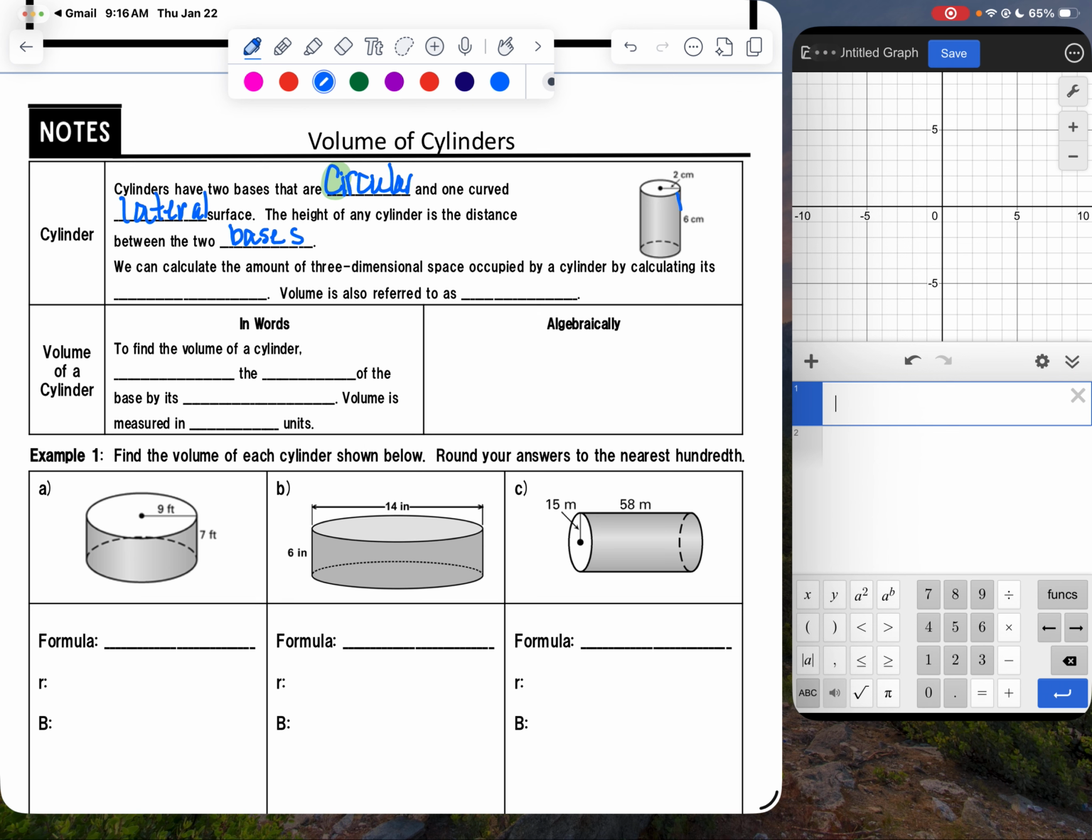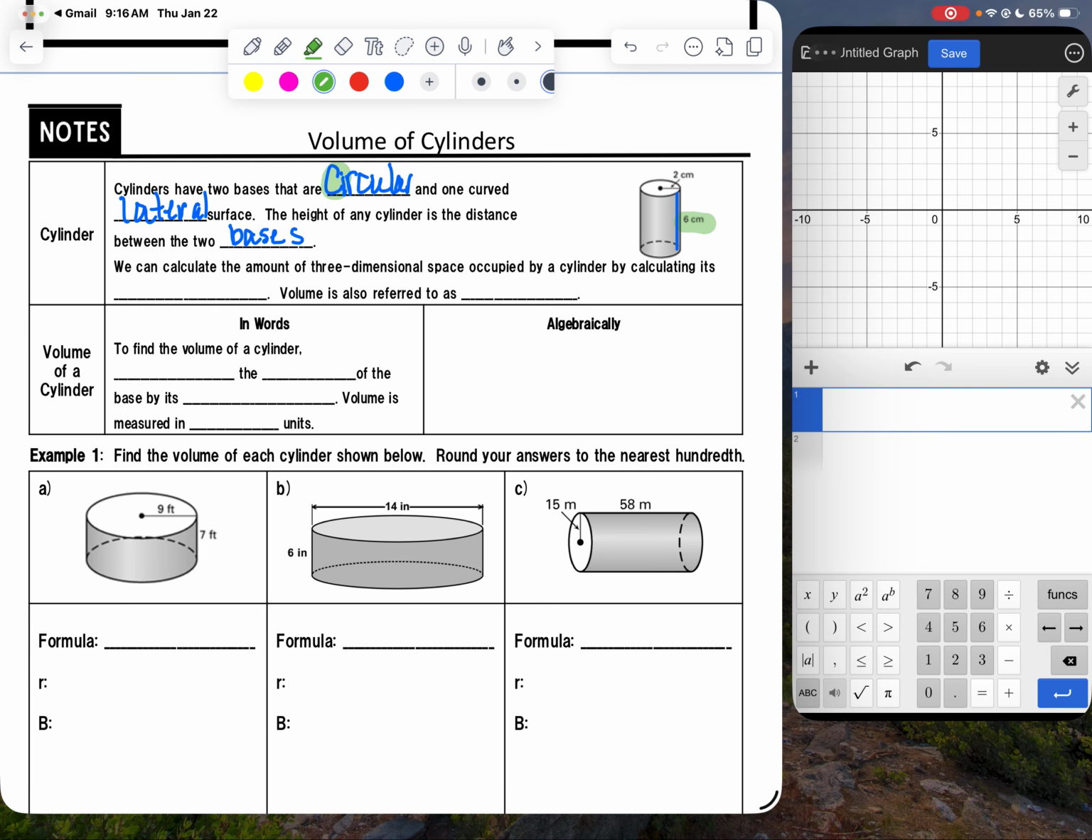So in the example shown, this segment here, the 6 centimeters would be the height of your cylinder. We can calculate the amount of three-dimensional space occupied by a cylinder by calculating its volume. Volume is also referred to as capacity. So we use our volume formula whenever we're trying to calculate things like how much water a swimming pool would hold, or the amount of soup that is in a soup can. These are things that would be measured with the volume formula.